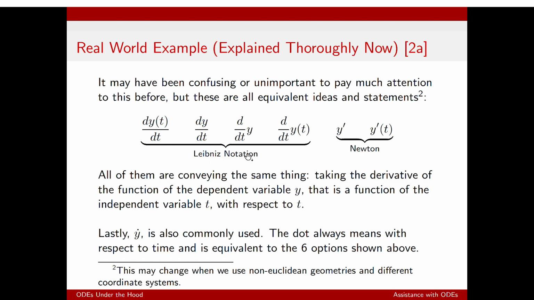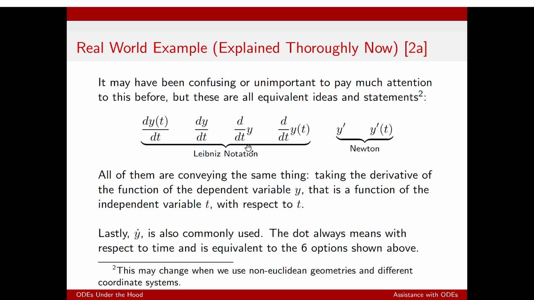Leibniz notation is when we're writing dy and dt out explicitly, or a d over dt with a y. And Newton is just compacting all that by saying we're taking a first derivative of y, or a first derivative of y of t, being even more explicit. But every single one of these is exactly the same. They're telling you the exact same information. Here, I'm taking the derivative of y with respect to t.